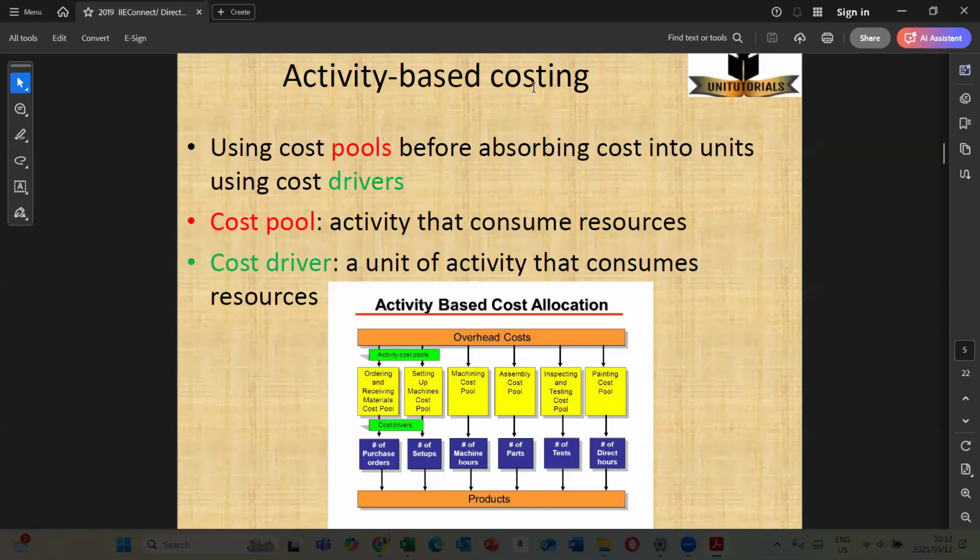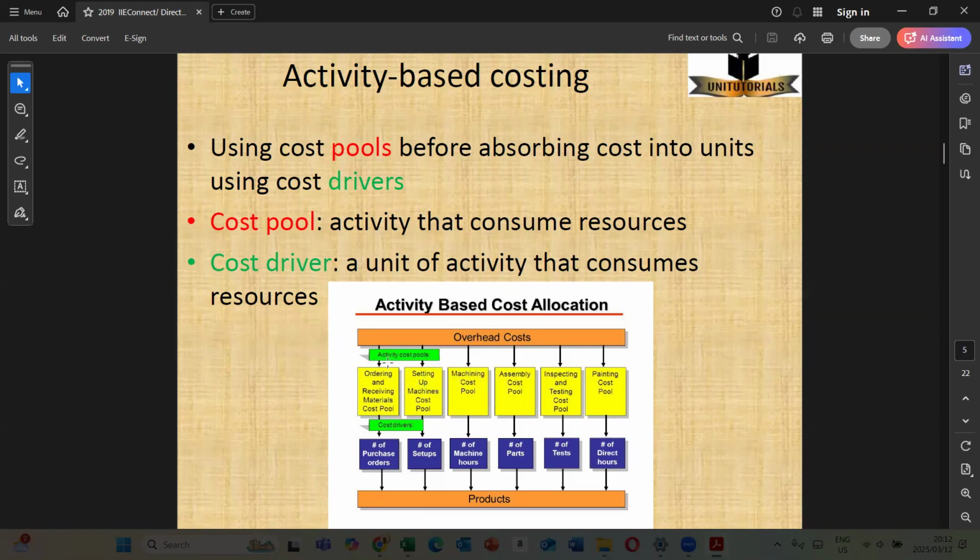Now, activity-based costing kicked in. It said to use cost pools before absorbing cost into units, with cost drivers. A cost driver is a unit of activity that consumes resources. Now, what's happening in activity-based costing? We have activity-based allocation, and we have overhead cost. So guys, activity-based costing is about allocating indirect fixed cost. Those are the costs that we want to allocate to different products. That's what ABC is about.